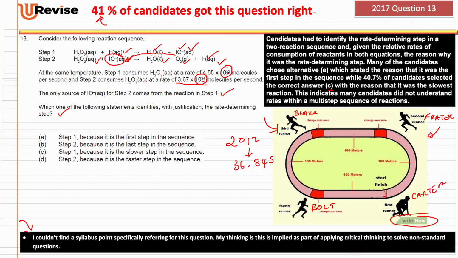But we know that if we take a look at this 36.84, if we take an average, if we divide by 4, on average each team member ran about 9.21 seconds of their leg. Okay, so they were running an average of 9.21 seconds.